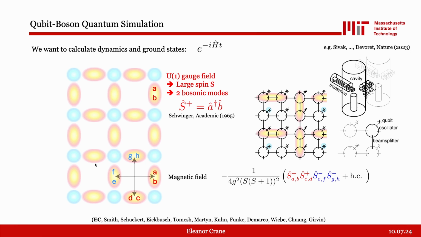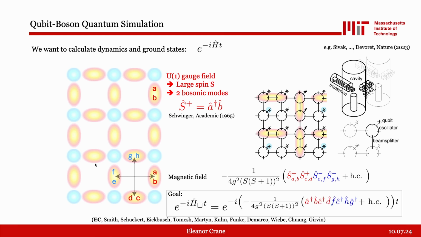And now if I rewrite this magnetic field term in terms of the Schwinger bosons, I get this product of 8 modes, and this is tricky. How do I get 8-wave mixing? Especially when all I start from is 2-wave mixing.